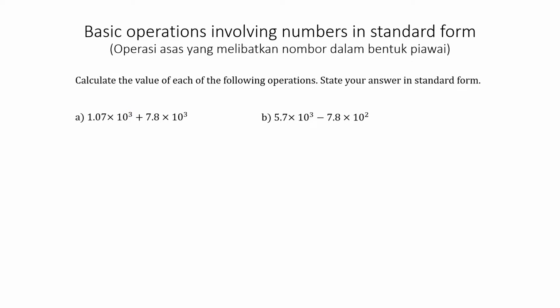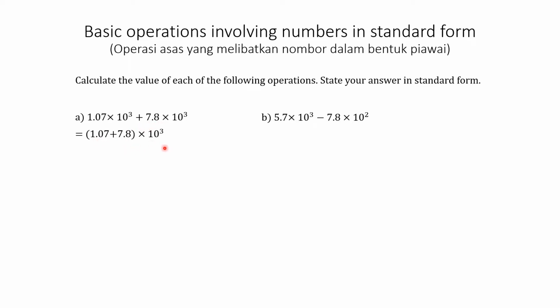So for the first step, you can see that the index is the same. So for the first step, I can factorize. So I factorize it, meaning that I take out 10 to the power of 3. So equals to, take out 10 to the power of 3, and the remaining is 1.07 plus 7.8.